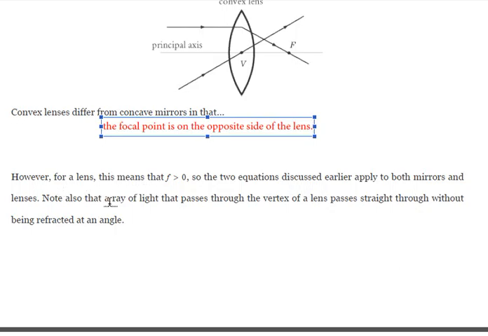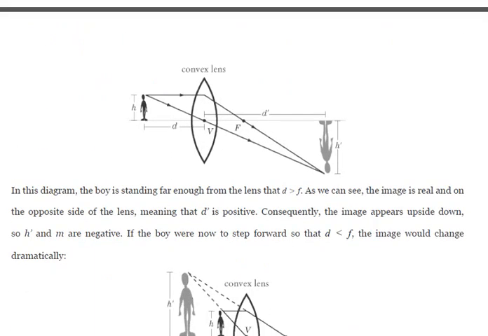We also want to take note that a ray of light passes through the vertex and it can go straight through without getting refracted at all. So if it comes in parallel, it still refracts down into the focal point. If it comes in through the vertex, it's able to pass straight through. And that'll be important a little bit later on when we're doing the ray diagrams with lenses.